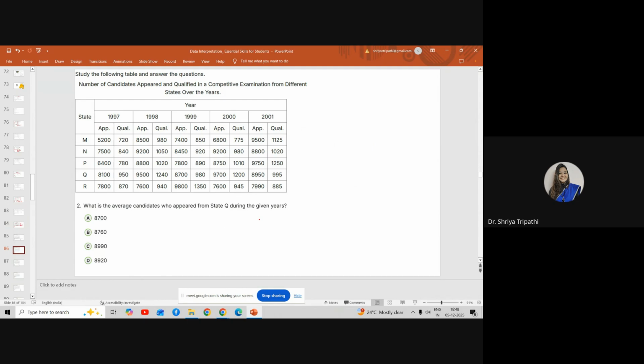What is the average number of candidates who appeared from state Q during the years? The question is on average. Average candidates who appeared from state Q. Appeared means we will only take into account these columns. Be careful, don't add up the entire row.